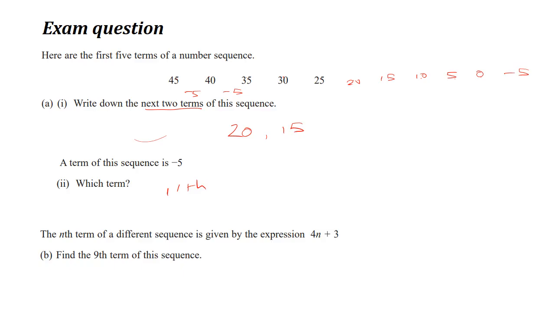And finally, an nth term is given by that expression. Find the 9th term of this sequence. In this question, we need to take the value 9, substitute it into the expression, replace the n for a 9. 4 times 9 is 36, plus the 3 is 39. The 9th term of the sequence is 39.